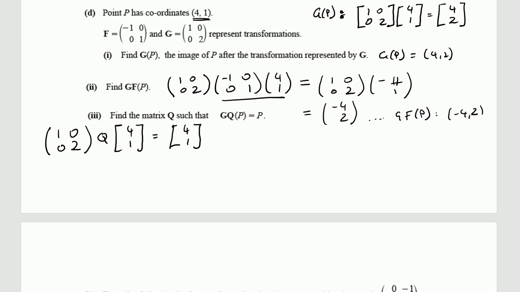Now, this looks like quite a complicated problem, but let's think about this in terms of transformations for a second. 4, 1 has some transformation applied to it, which we're calling Q, and then another transformation applied to it, and we end up back where we started. So whatever it is that this matrix does, this one has to do the reverse of that.